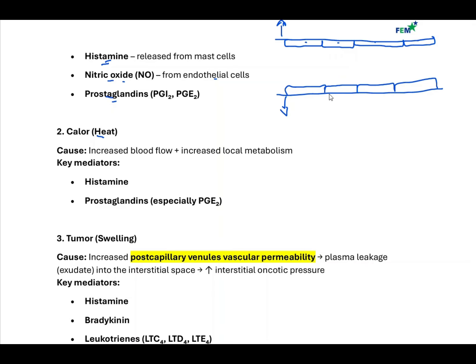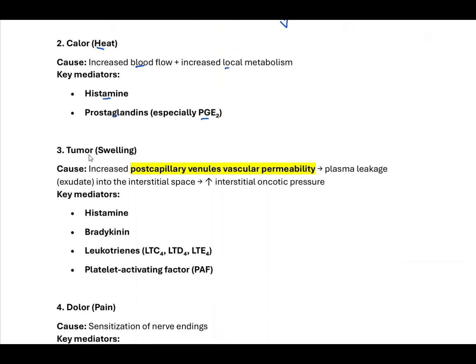Of course, there is also increased metabolism in that area, and as those cells ramp up their metabolism, that will also lead to production of heat. So calor is due to increased blood flow plus increased local metabolism. This is also mediated by histamine and prostaglandin, particularly prostaglandin E2. The next one is swelling, which is what we call tumor.